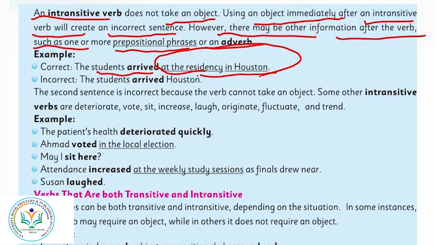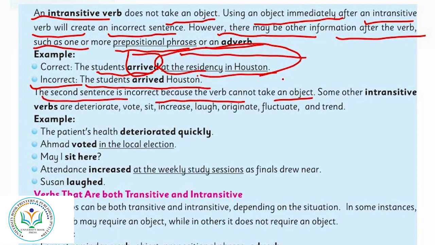Adverb of place क्या है? Residency in Houston, जगह बता रहा आपको. Arrived आपका intransitive verb हो गया, बात खत्म होगी. The students arrived, आपका sentence इधर complete हो गया. लेकिन इसके बाद आपका adverb of place या prepositional phrase आ सकता है. ये incorrect होगा अगर हम इस तरह लिखेंगे, the students arrived Houston. Proper meaning नहीं बनता, grammatically incorrect है बिल्कुल. The second sentence is incorrect because the verb cannot take an object. Object ही नहीं है कोई, तो सही कैसे हो सकता है?